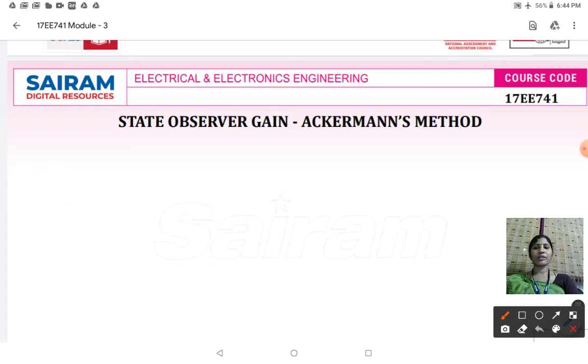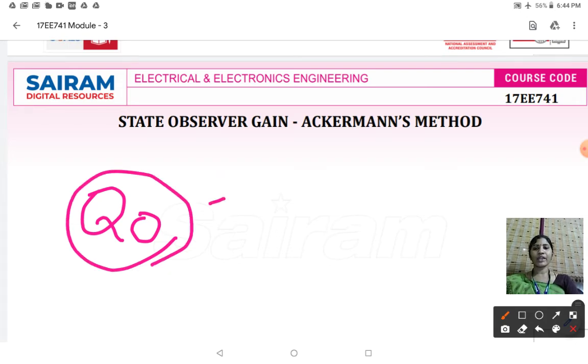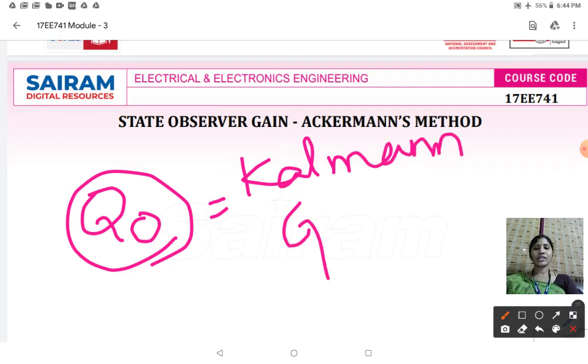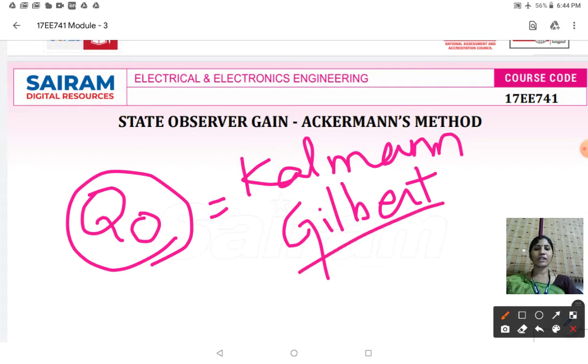Whatever the method may be, the first step is to identify your observability matrix. This observability matrix can be identified either by means of Kalman's test or by means of Gilbert's test. If it is Kalman's test, you will be using C transpose, A transpose C transpose, A transpose square C transpose, and so on. In case of Gilbert's test, none of the elements in matrix Cm is equal to 0. Like this we will be identifying your observability matrix.